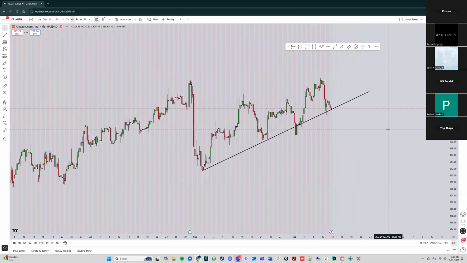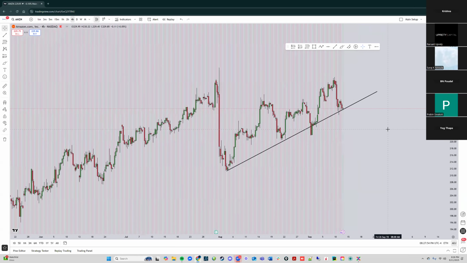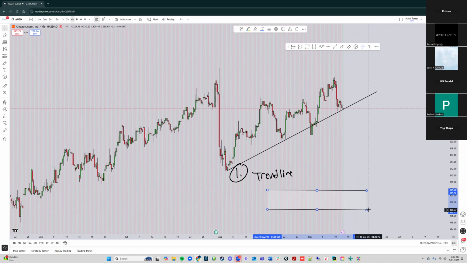Why do I say that? Because we can add another trend line. This is called just a trend line. Now I'm going to show you something called a channel. This is called a channel. The biggest difference you see between these two is that this has two lines, and this has only one.